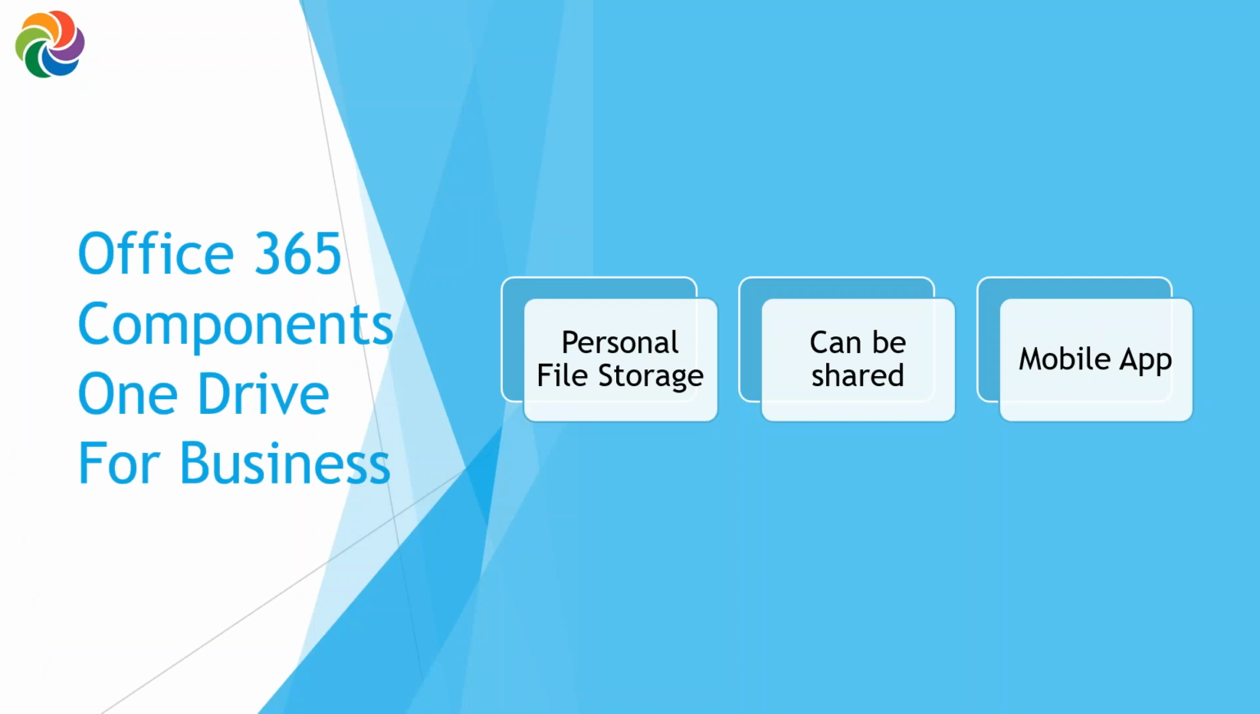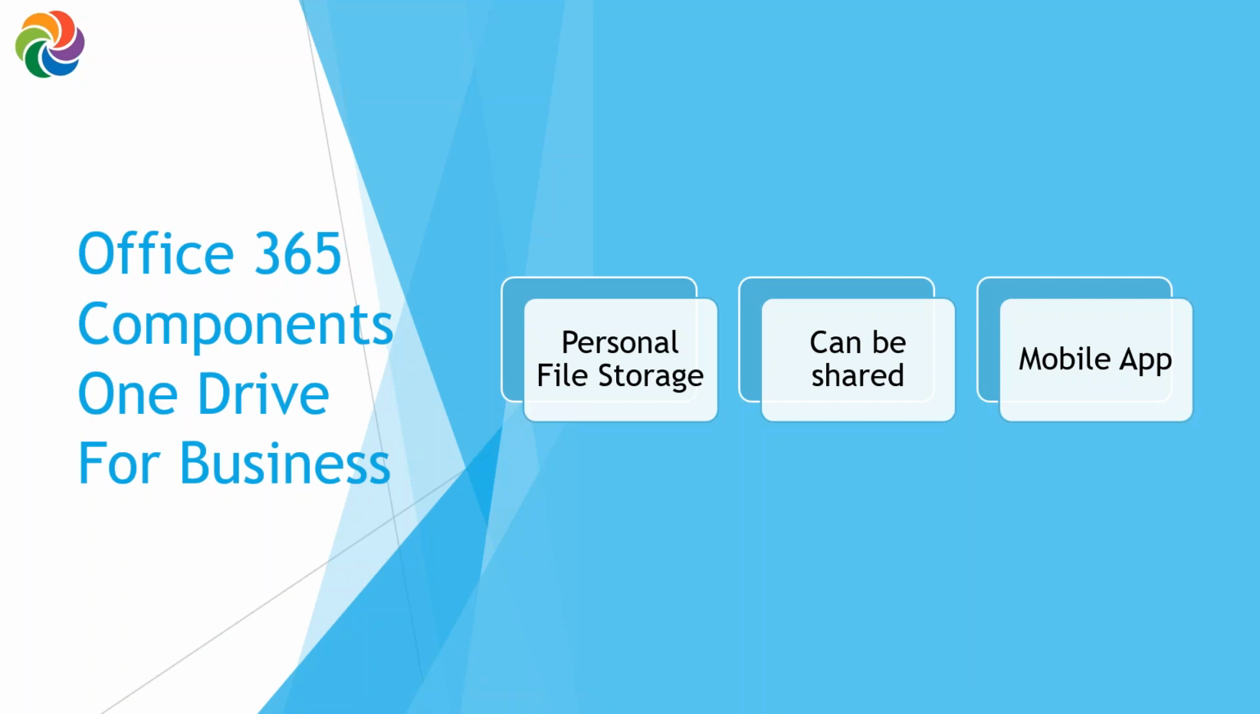With Office 365, there's another module which is called OneDrive for Business. OneDrive for Business and SharePoint, which is another module, are similar in that they both have the capability of being able to store your files in the cloud. The differences are, first of all, SharePoint is a lot more than just file storage. We'll talk about that a little bit later. But the differences are OneDrive for Business is really for your own personal files that you might have.